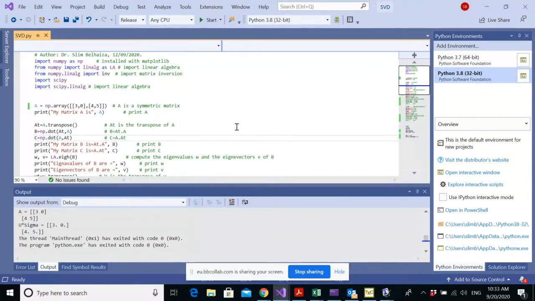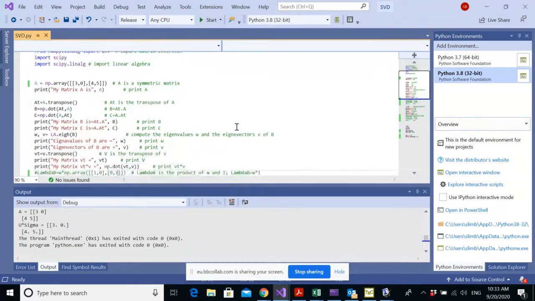So AT times A, the dot product of two matrices. I define two matrices, B and C. The first one, B, is AT times A, and the second, C, is A times AT. Of course, the two matrices you obtain here are symmetric. Whatever the matrix is, you're going to obtain two symmetric matrices, and I'm going to display them with the print command, just to check that everything is okay.